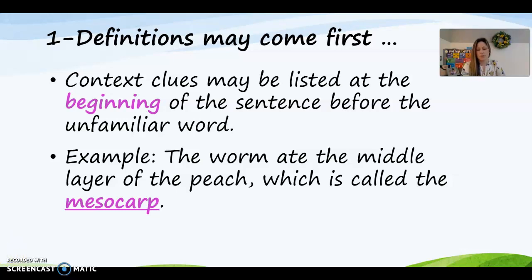So here you can see that the definition, the middle layer of the peach, is before the word. So the author here put it before. So, you know, again, it might be before, it might be after, but look for the author to define that word right in the text. All right, let's see what else we have here.